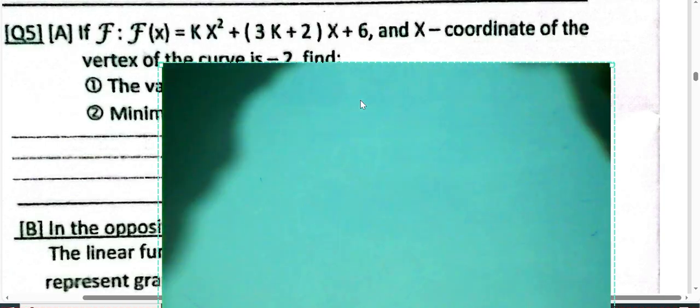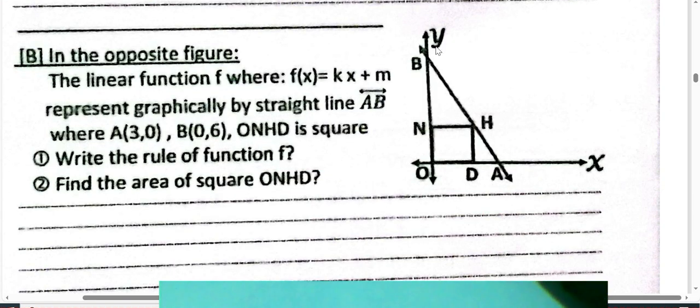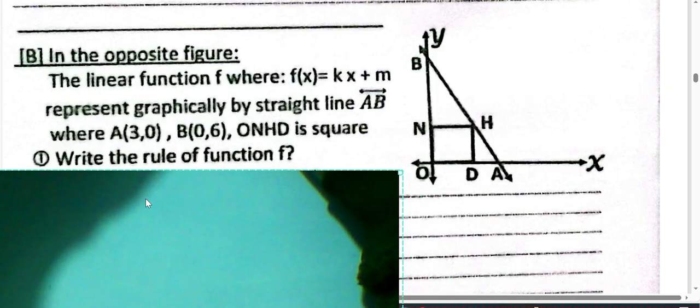Next question, letter B. It's the opposite figure. We have function f of x equal kx plus m, represented graphically by the straight line AB. It gives me the point A equal 3 and 0, and point B equal 0 and 6. And this figure is a square. Write the rule of the function f.